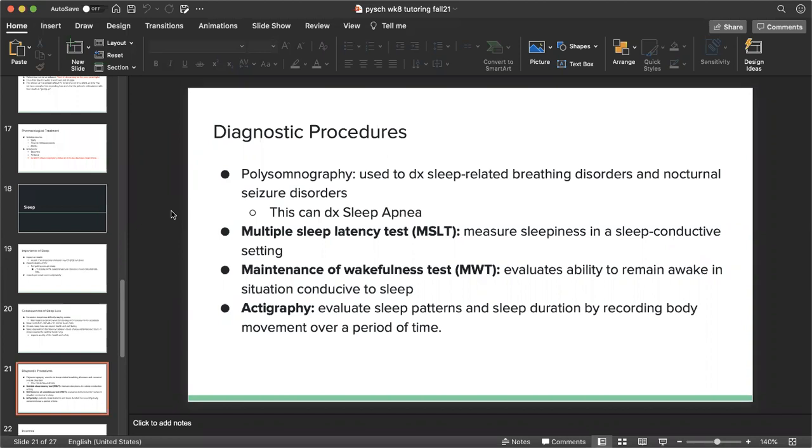You can also do the multiple sleep latency test, or MSLT, which measures sleepiness in a sleep conducive setting. Maintenance of wakefulness test, or MWT, evaluates ability to remain awake in a situation conducive to sleep. And then actigraphy is used to evaluate sleep patterns and sleep duration by recording body movement over a period of time.